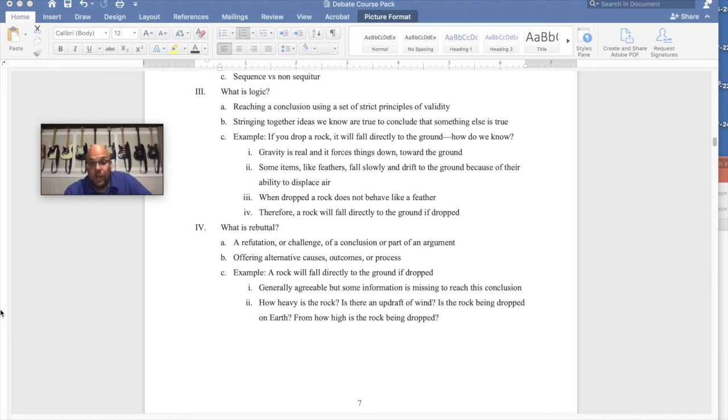What else might we know? Is the rock being dropped on Earth? It seems kind of obvious, and in most cases it will be, but it may not be. Maybe you're on the moon. Maybe there's a different field of gravity. From how high is the rock being dropped? Think about this one. If you're dropping it on the top of a mountain, standing there dropping it at the peak, it's only falling maybe a couple feet, but that updraft might move it. Whereas if you're on, let's say, the top of a skyscraper and you drop it off the side, it probably won't go straight down. It'll probably move with the wind.